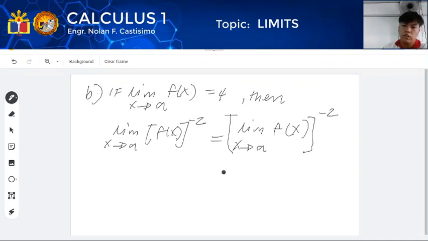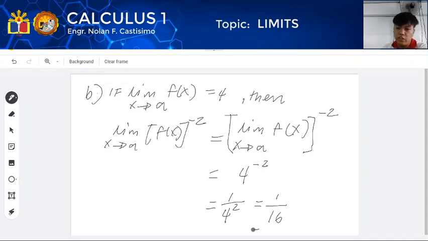Negative 2. So, ano yung value nito? Andito sa taas, which is 4. And then, i-raise to negative 2 natin siya. So, ano magiging sagot dyan? Pag negative yan, pwede nyo siyang ibaba. So, 1 over 4 squared, para maging positive ito, para mas madali nating i-simplify or makuha yung value niya. So, 1 over 4 squared is equivalent to 1 over 16.